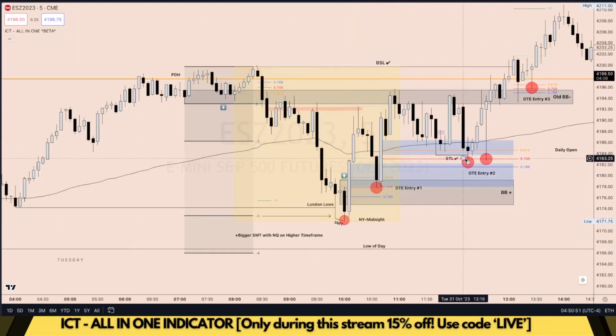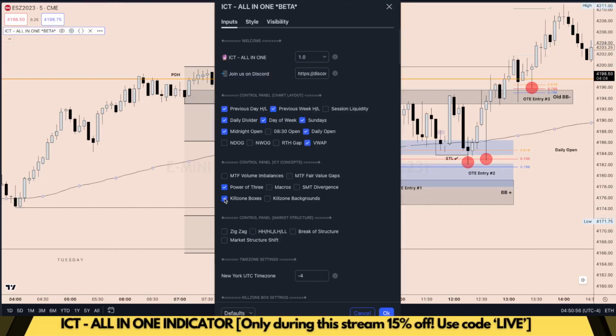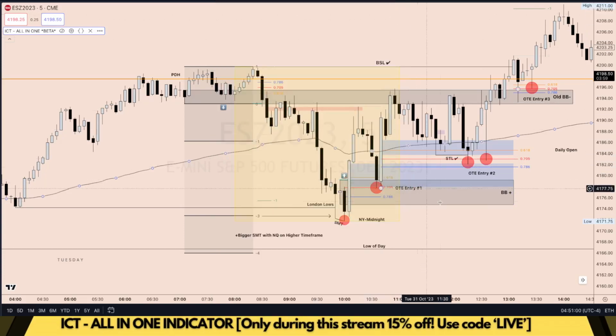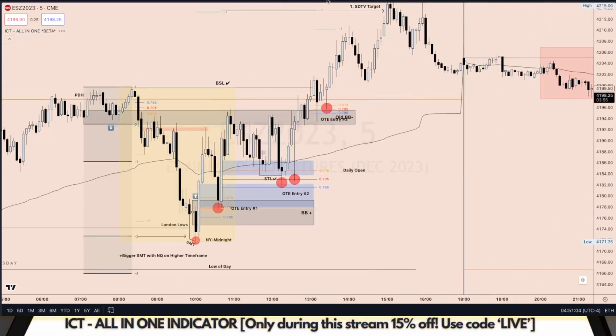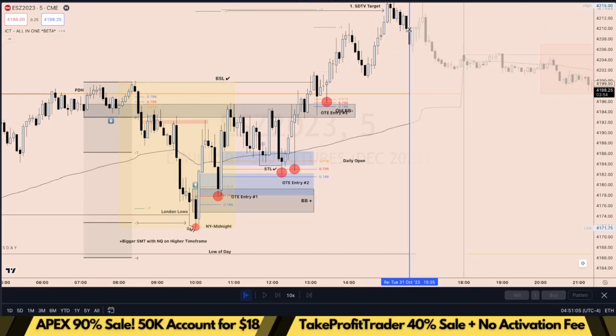So right here, this is yesterday's price action on a 5-minute time frame. Let me turn off the Killzone boxes for me to show that to you. We need the midnight level. So let's go into replay mode. Let's see how laggy my chart is.